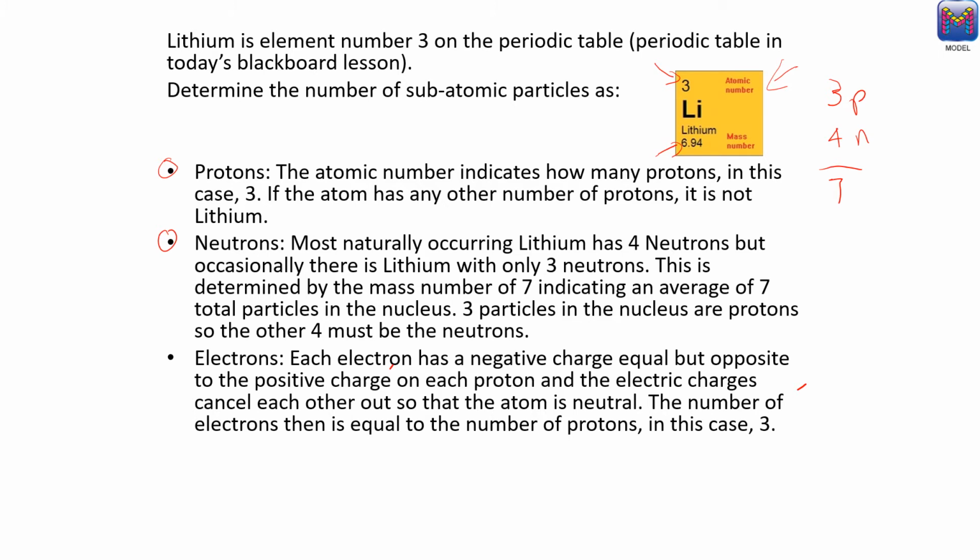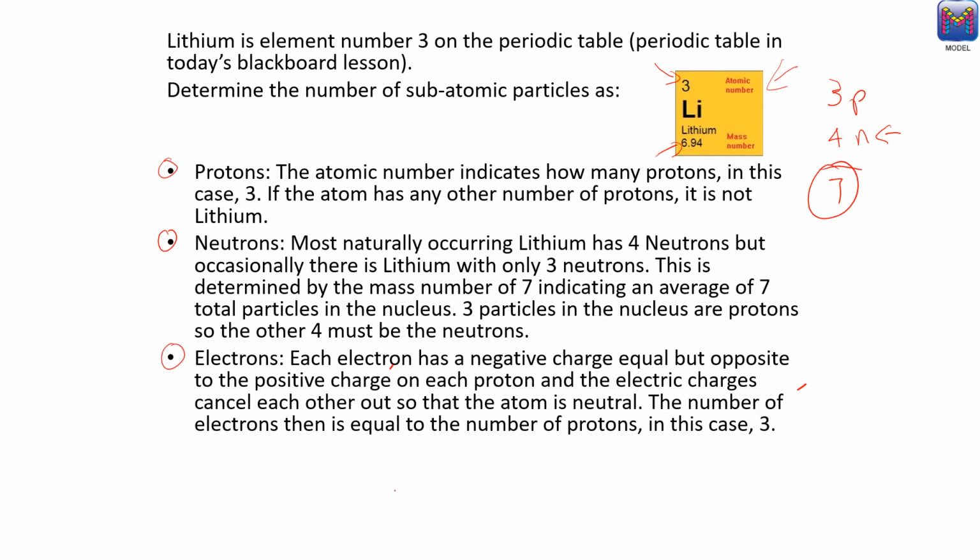So why is its mass not actually 7 like we worked out there? It's because not every lithium atom has exactly 4 neutrons. Some of them, just a small number, have 3. That's what we refer to as an isotope. Same substance, it's still got 3 protons, but it's got a different number of neutrons, and that's an isotope.